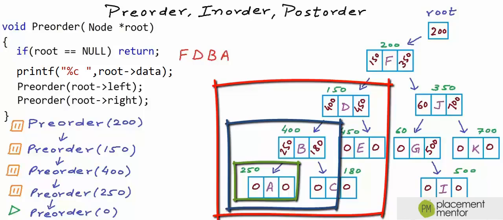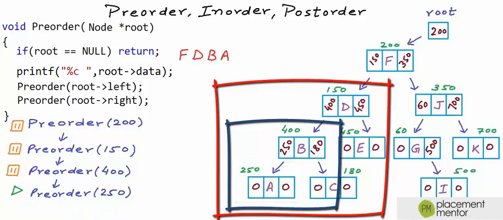We will make a call preorder 0, but for this call we will simply return because the address in this variable root will be null. We have hit the base condition for our recursion. Call to preorder 0 will finish and preorder 250 will resume. Now in this particular function call, we'll make another call for the right subtree. For node at 250, even the right child is null. We will have another recursive call passing address 0, but this once again will simply return. And now call to preorder 250 will finish and call to preorder 400 will resume.